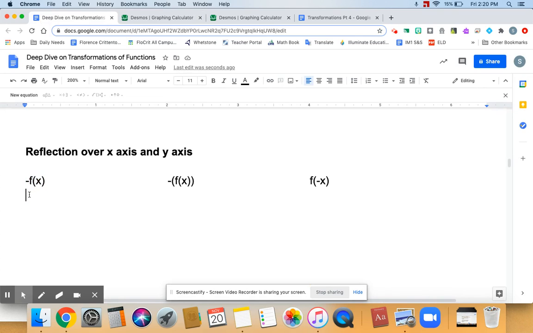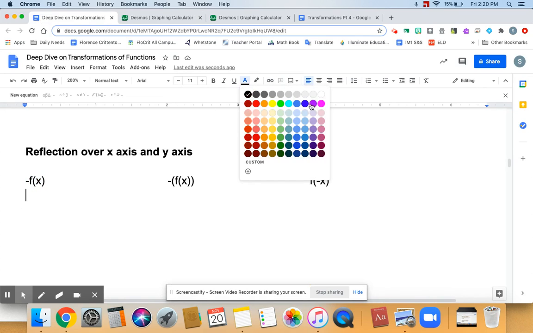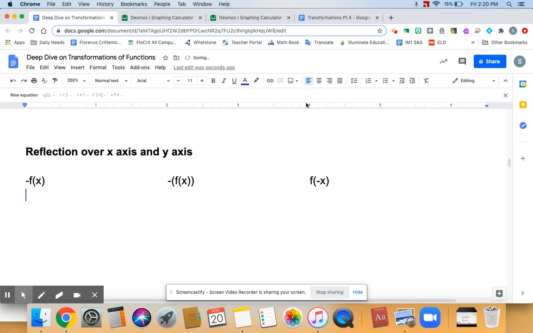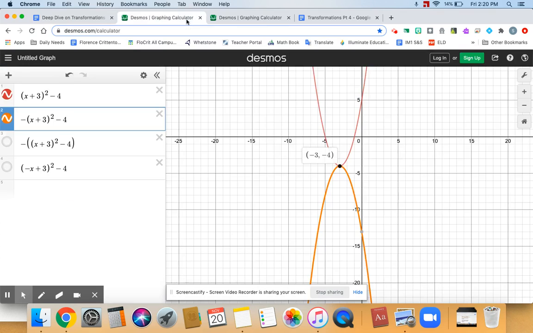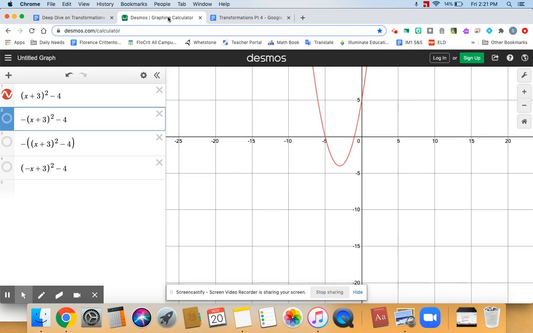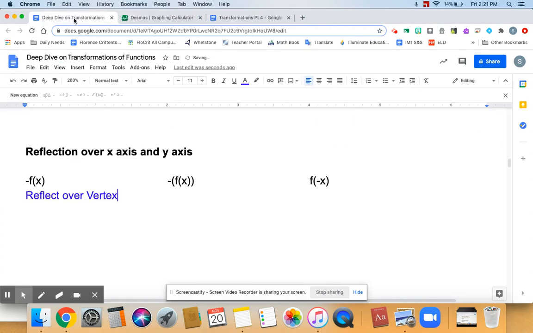So whenever the negative is just right in front of the function, this is what reflects over the vertex. Because this vertex doesn't change, it's just the other points go right and down instead of right and up. But it's not the only way I could reflect.